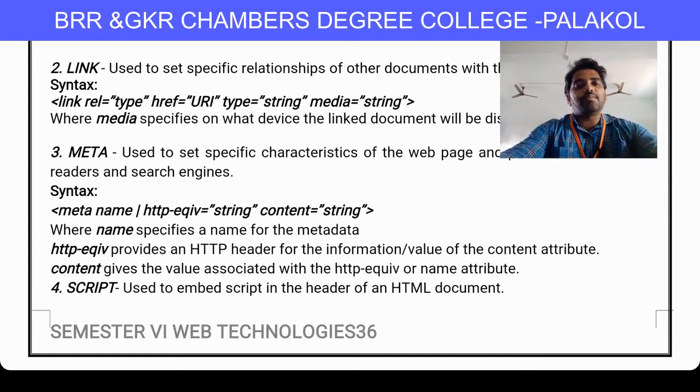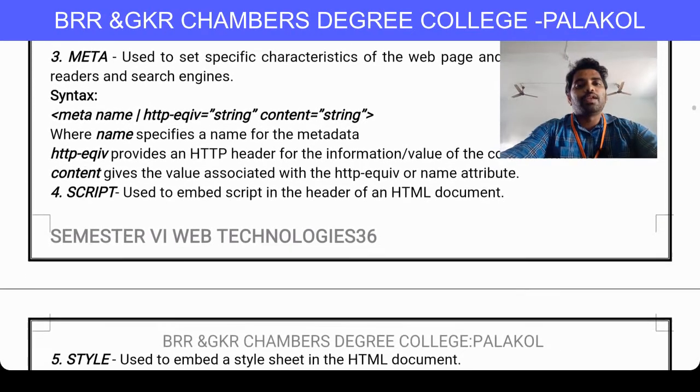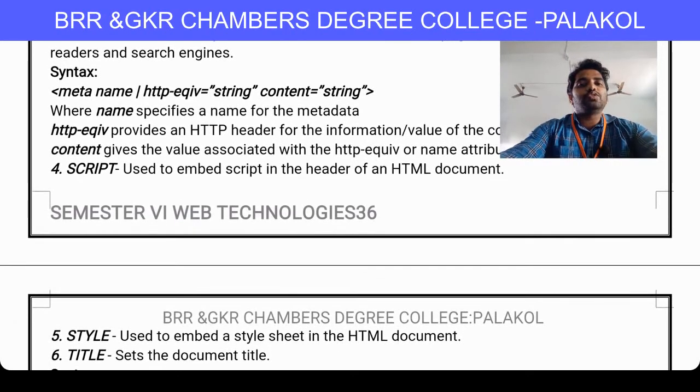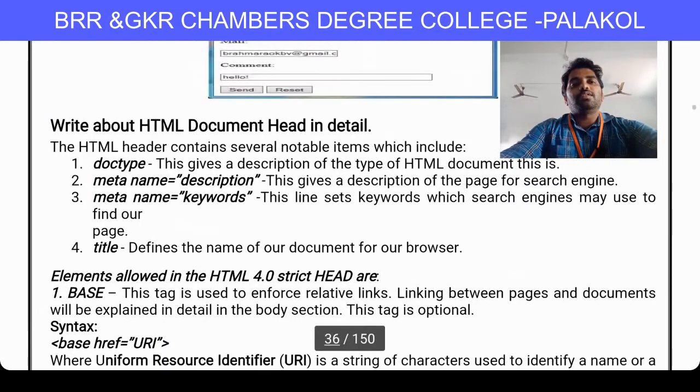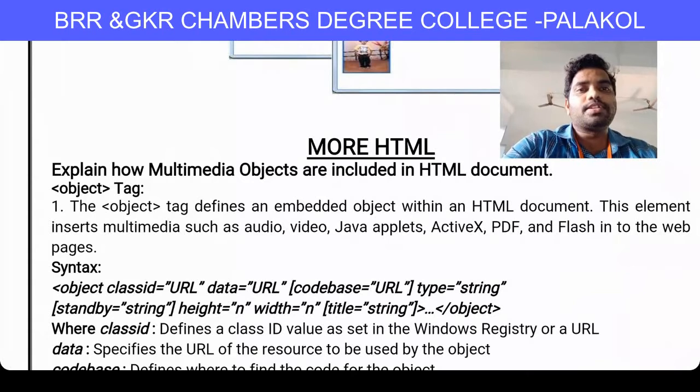Script is used for the embedded script in the HTML. Okay, style is used for the embedded style in the HTML. Title is the name of the documentation. Suppose you write any information, the title information, meta information, script information and style information, you write it within the head. Okay, next let's start more HTML.